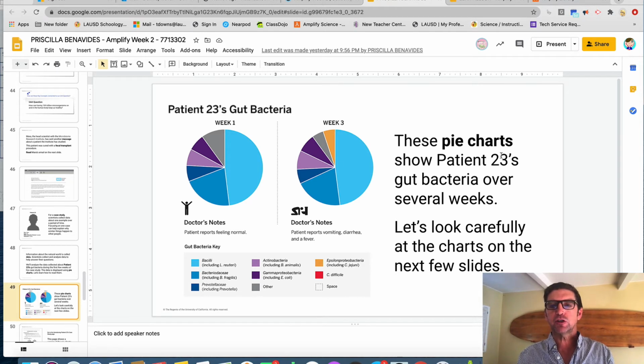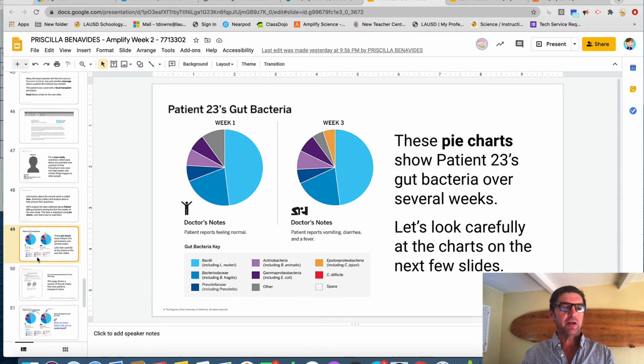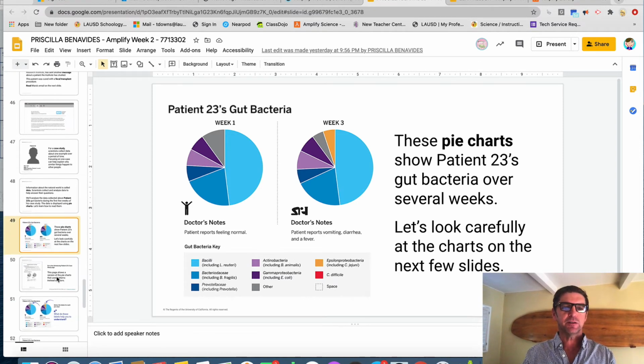So these pie charts show patient 23's gut bacteria over several weeks. Let's look carefully at the charts in the next few slides. So notice these charts will stay the same. You can figure a lot of this out just by looking at this chart. So let's go ahead and look at a couple, and then I'm going to put you back into breakout rooms, and you guys can discuss and find the differences.